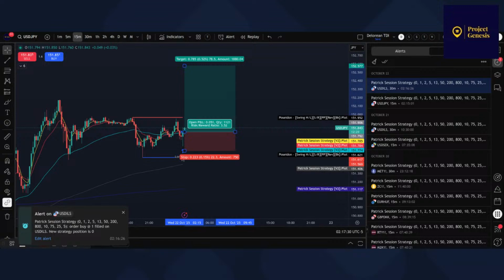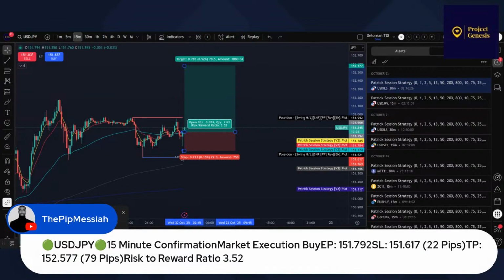And here's your first call of the night. United States dollar versus Japanese yen. 15-minute confirmation. Market execution buy. Entry price is 151.792. Stop loss is 151.617 for 22 pips. Take profit is 152.577 for 79 pips. And a risk reward ratio of 3.52.